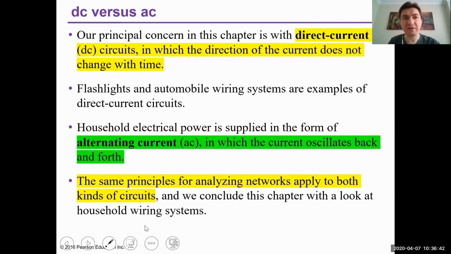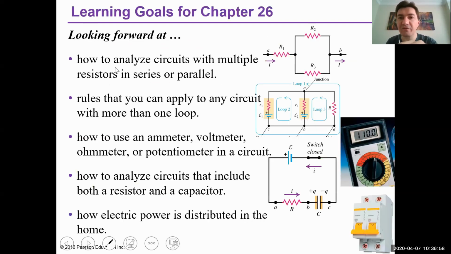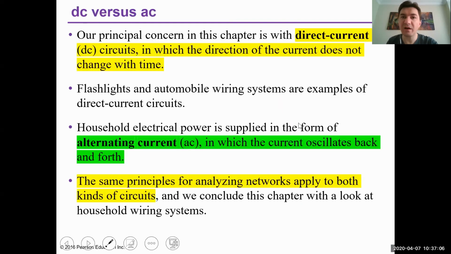Let's start with DC versus AC current. What we mean by direct current circuits is that the direction of the current does not change with time. For example, it does not change in direct current circuits. However, in alternating current circuits, the direction of the current oscillates back and forth. So this is the main difference.